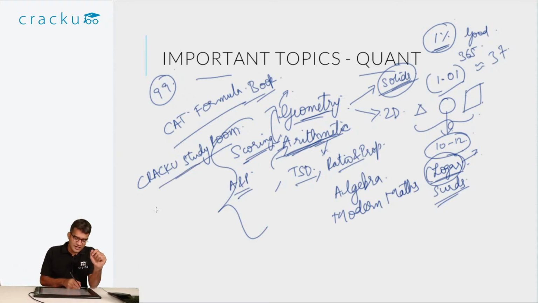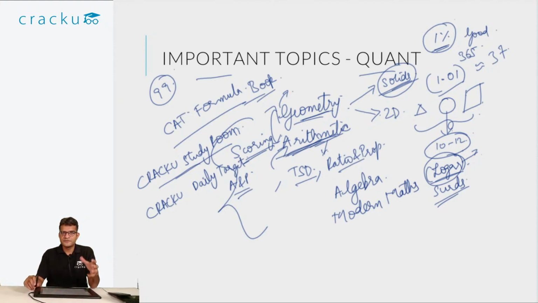And another thing is Kraku Daily Target. In Kraku Daily Target, we give one test in quant, one test in LRDA, and one test in verbal. All of those questions will be from one particular topic. For example, in quant, today's topic might be ratio and proportion. So you will get 5 questions in ratio and proportion along with the video solutions. In LRDA, you will get one set every single day along with video solution.